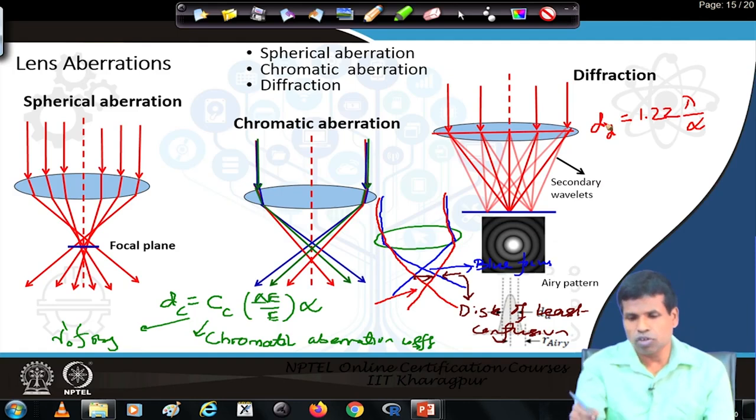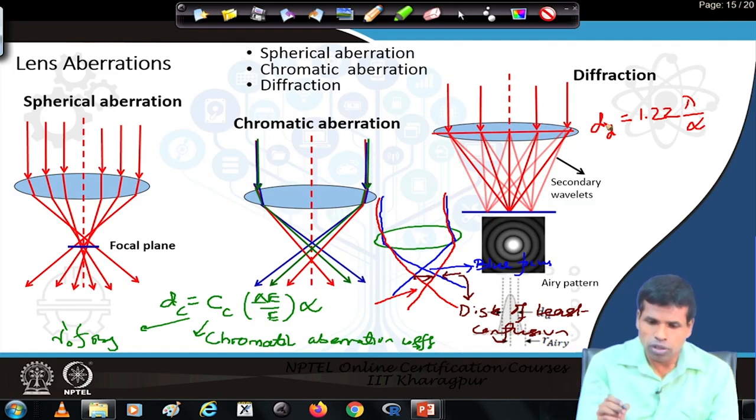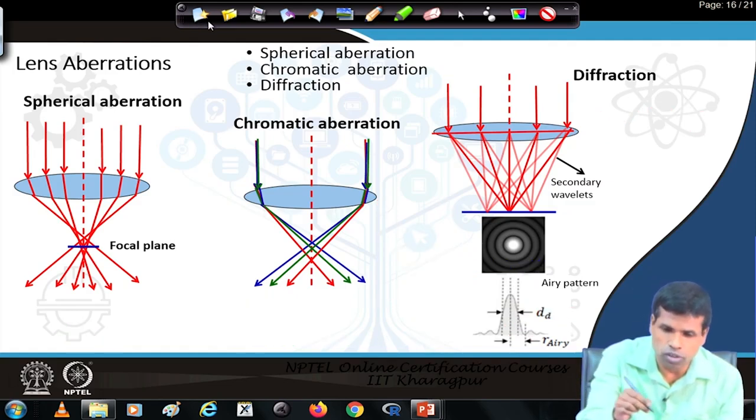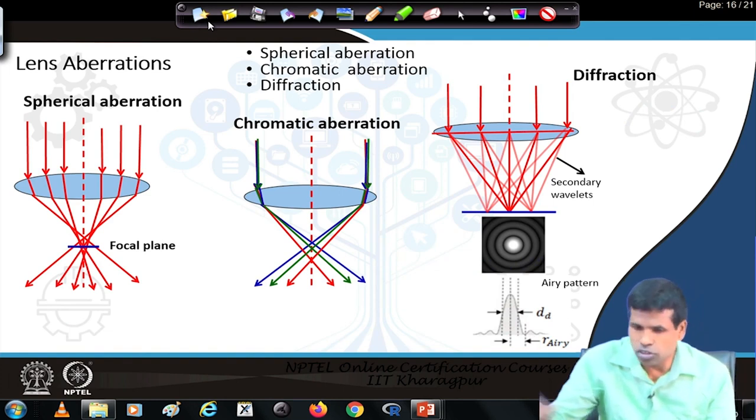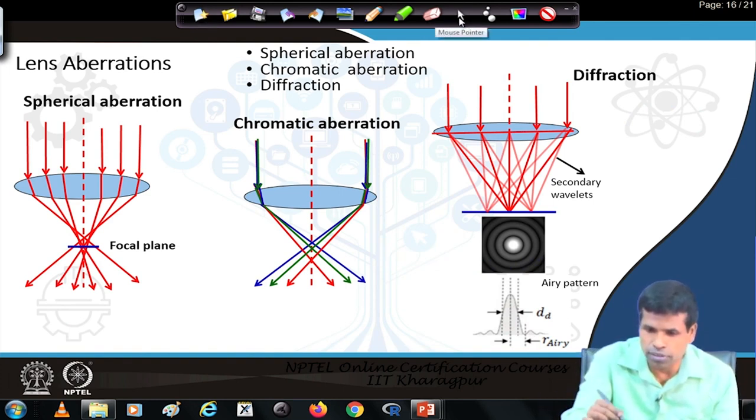So, these are contradictory to each other. We shall see later how you need an optimum angle of aperture to get the best resolution. Certainly, we need an optimum angle of aperture to get the best resolution. Are these three the only aberrations? No, we have some more aberrations too. Let us discuss those. What are the other aberrations?